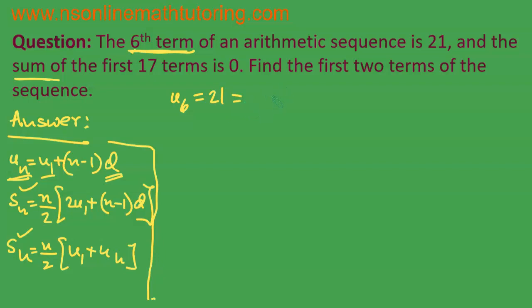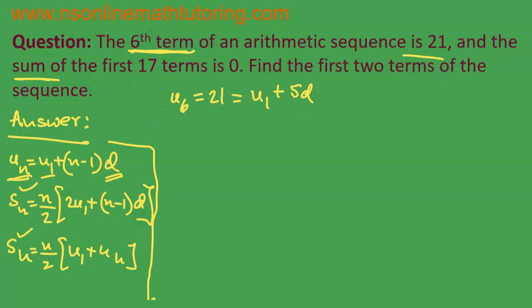So I write this u6 in terms of the first term and the common difference. And we do not know the first term or the common difference. So we will be writing this as u1 plus, but we know the value of n. It is 6. So n minus 1 is 6 minus 1, that is 5, 5d. So 21 equal to u1 plus 5d.